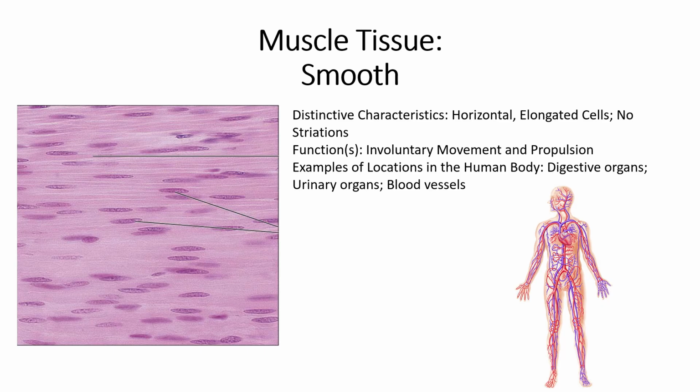We don't see striations. Smooth muscle is also going to function in involuntary movement and propulsion of things. So smooth muscle would be found like in your digestive organs, within some of your urinary organs, and your blood vessels. So places where we need to move substances. We need to move food through the digestive tract, or we need to move blood through the blood vessels, but we're not consciously controlling that. So it's involuntary.